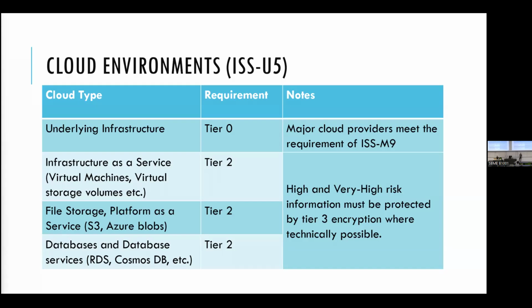And then database services is the same. Like if you're using RDS, if you're using Cosmos DB, if you're using any database service, these need to have tier 2 encryption. Again, keep in mind the note that's here. If you have very high risk information, tier 3 is recommended where technically possible. It's usually better, especially again, if you have something that's very valuable, encrypted.